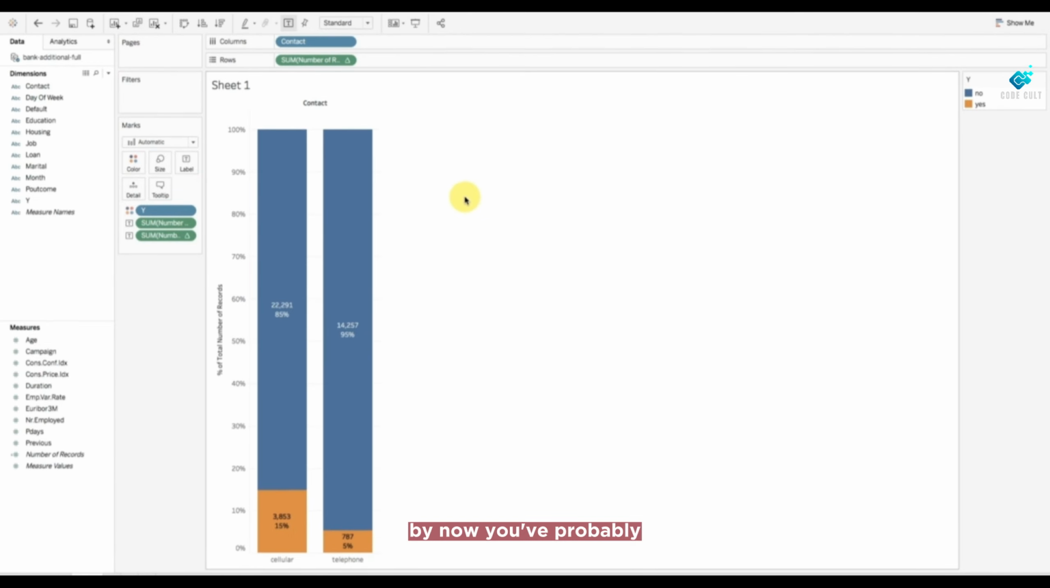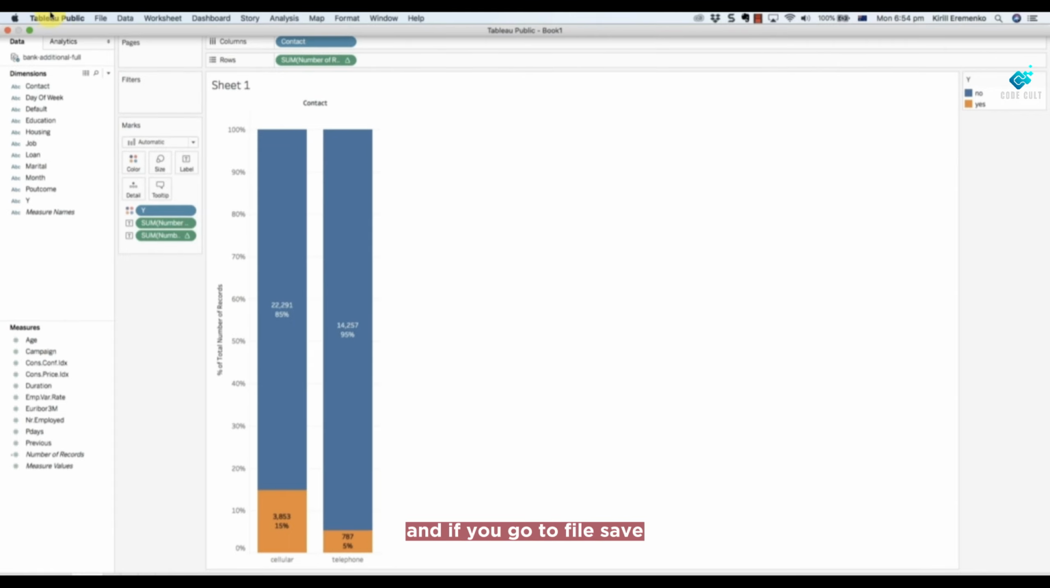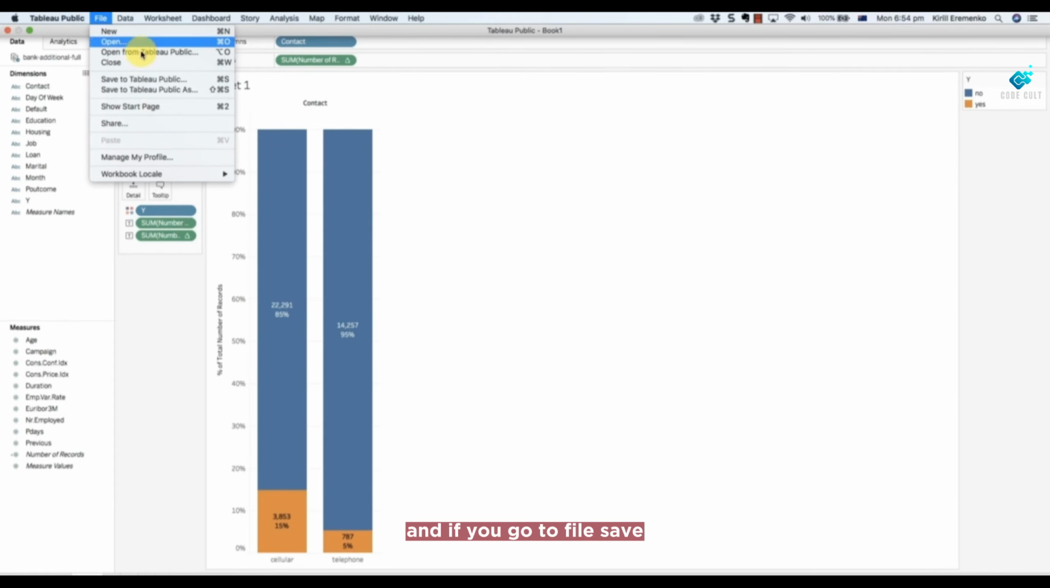By now you've probably tried to save your work, right? After this, I always like to press Control S on Windows or Command S on a Mac, and to actually save my progress. But if you press Command S in Tableau Public, what you get is this. Or let's just close this window for now. And if you go to File, Save, there's no Save button. There's a Save to Tableau Public. There's a Save to Tableau Public As. So what is this all about?